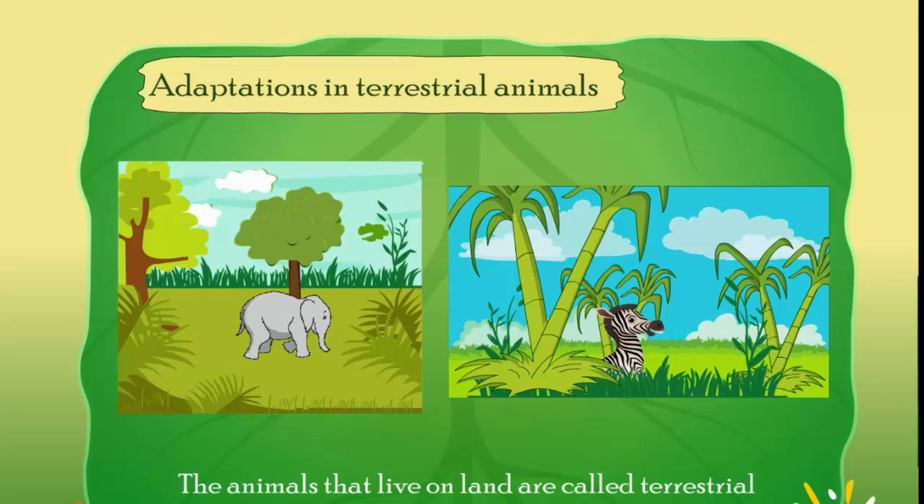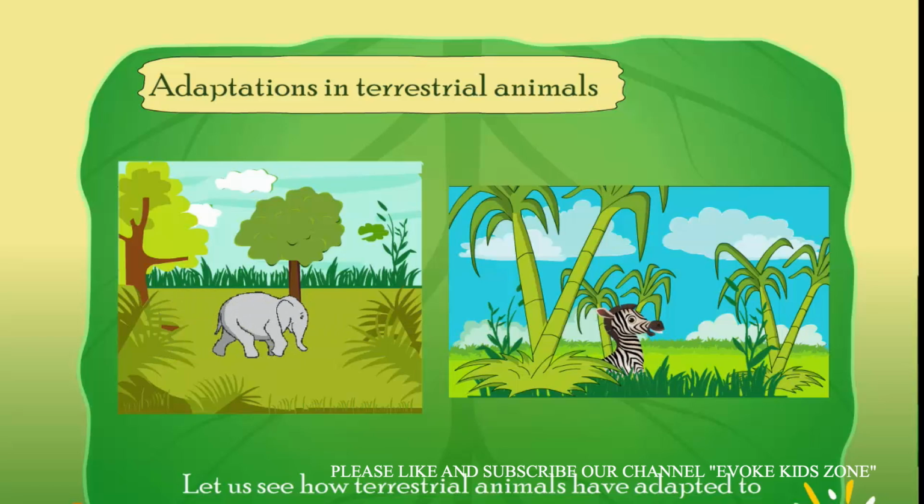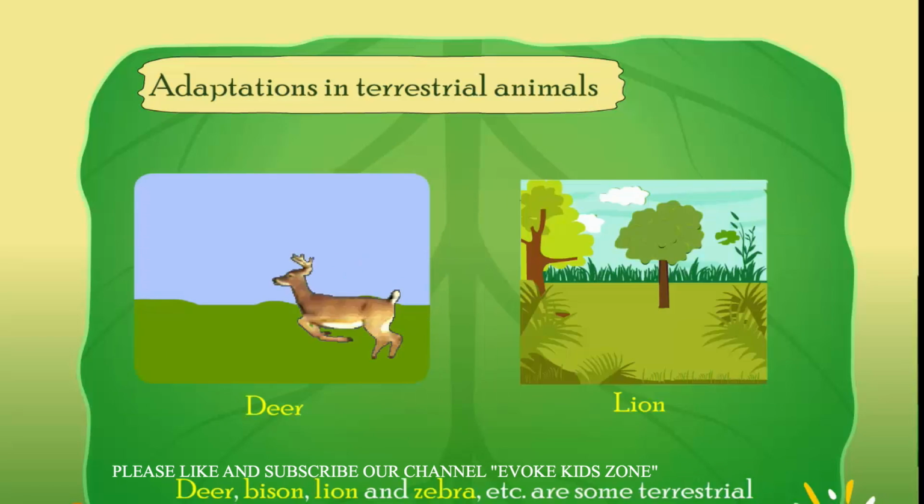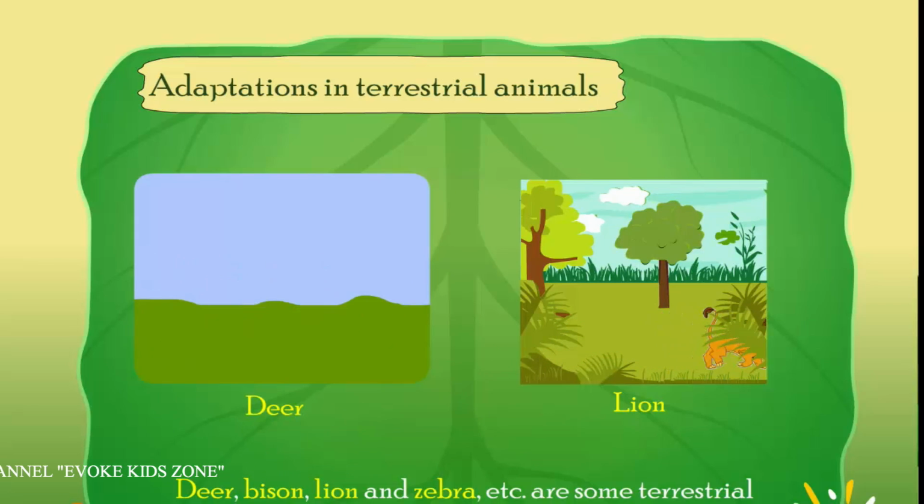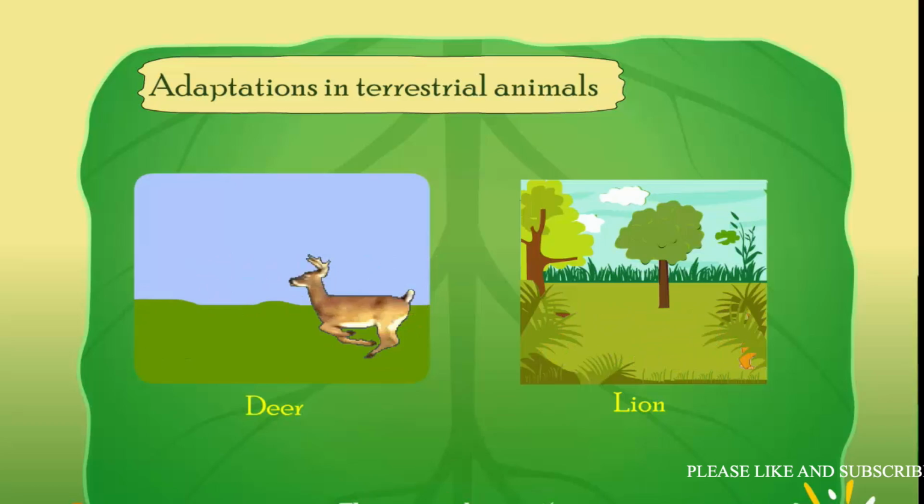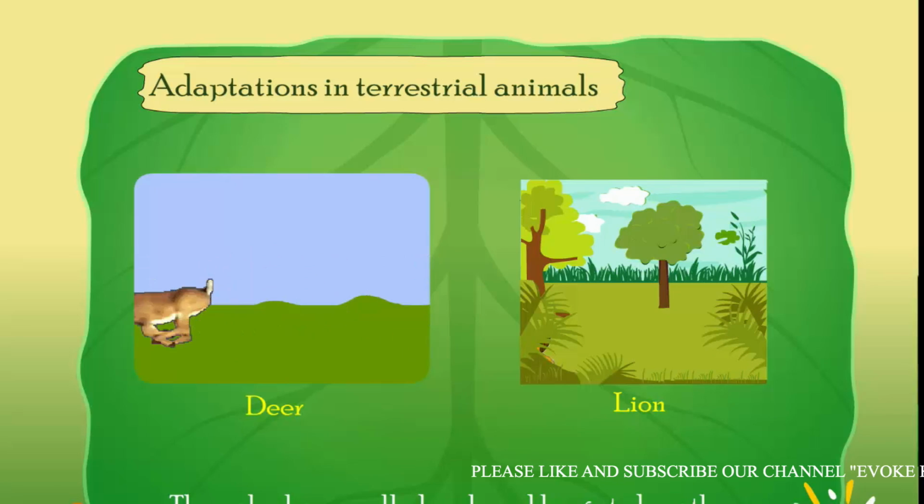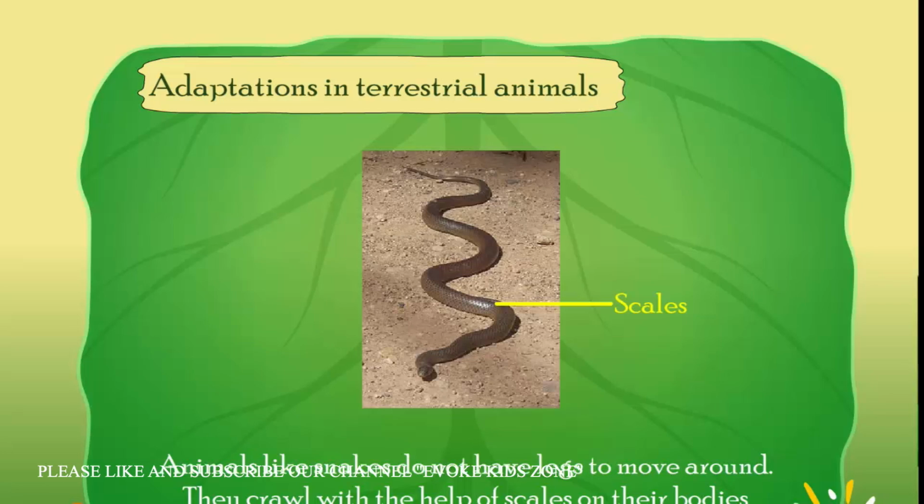The animals that live on land are called terrestrial animals. Let us see how terrestrial animals have adapted to their surroundings. Deer, bison, lion and zebra, etc. are some terrestrial animals. All these animals have strong legs to walk around. They can also run fast. They also have well-developed lungs to breathe. Animals like snakes do not have legs to move around. They crawl with the help of scales on their bodies.